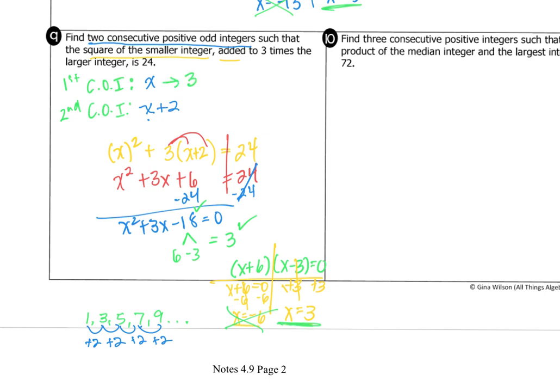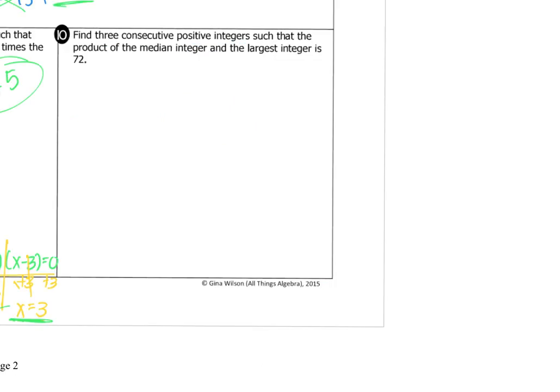Okay, so 3 is the first odd number. The second odd number would be found by doing 3 plus 2, which does equal 5. And again, that makes it work. Isn't 5 the next odd number after 3 anyways? So 3 and 5 are the two odd numbers that we were looking for. That's kind of fun.